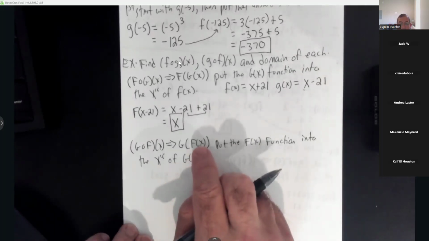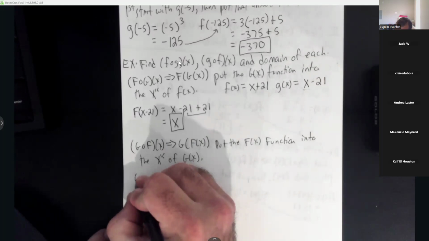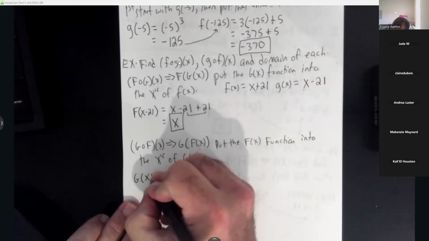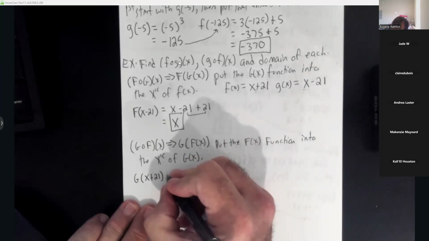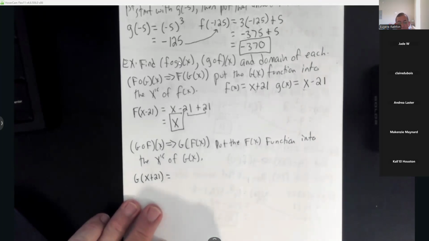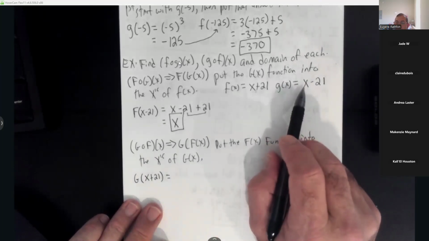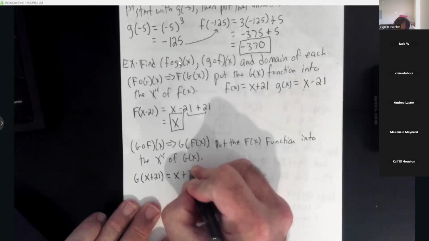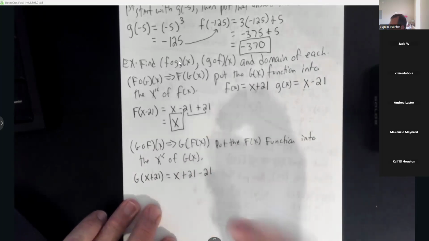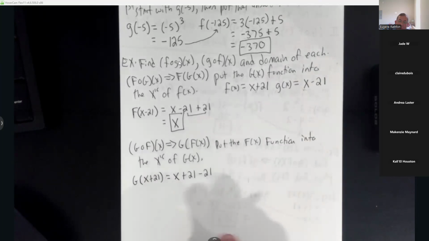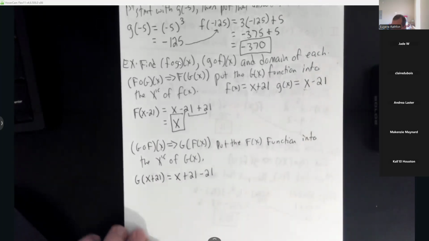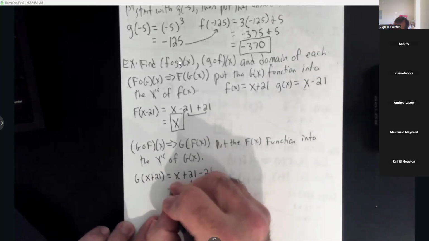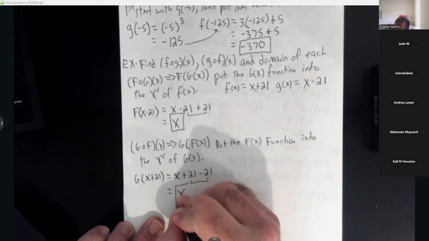So if I'm going to put f of x into g, that means I'm finding g of whatever f of x is. And that's x plus 21. So we're finding g of x plus 21. So take this g function and put an x plus 21 in place of that x. So you're going to get x plus 21 minus 21. So now they're sort of giving us a mellow one to start out with, okay? All right, let's look here. Like terms cancel. So all that's left again is an x.